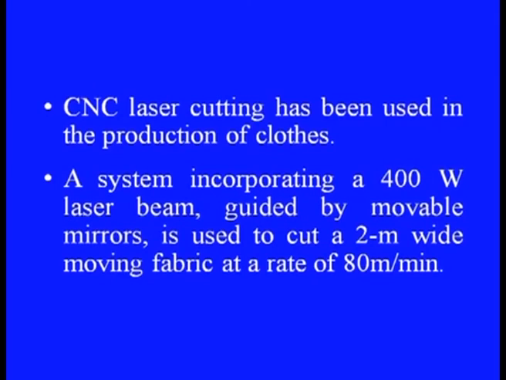Computer numerical control laser cutting has been used in the production of clothes. A system incorporating a 400 watt laser beam guided by movable mirrors is used to cut a 2-meter wide moving fabric at a rate of 80 meter per minute, which is quite high. Laser can also be used very effectively in texturing and structuring. Textured steel and aluminum strips or sheets are widely used, particularly among car manufacturers. Texturing facilitates lubrication during metal forming and prevents adherence of sheets during annealing. LBM has replaced conventional methods in many cases.